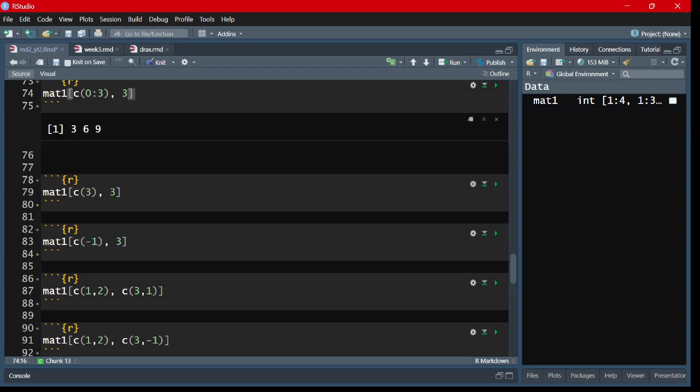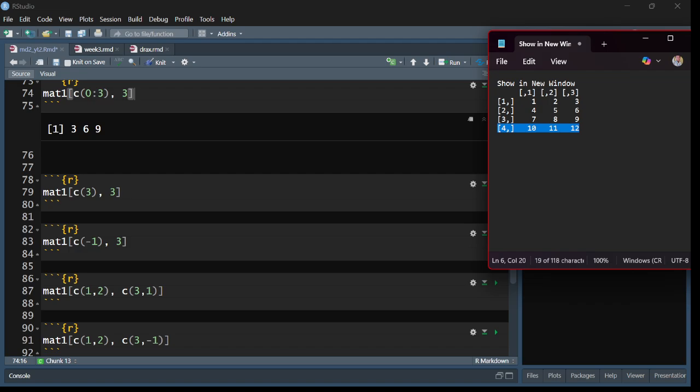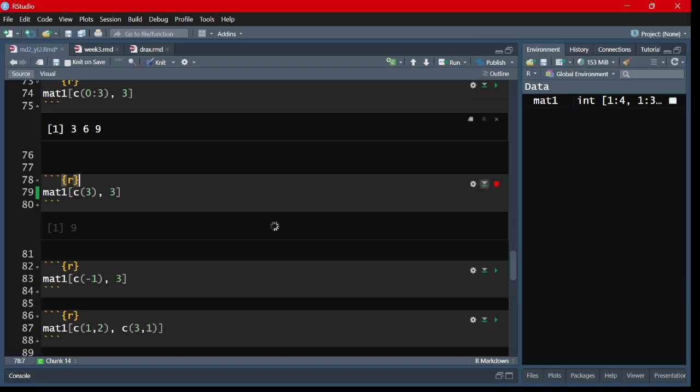And let's look at what will happen. I think this should be similar, but I'm guessing that it will select the third row and third column. So let's look at this. What will be the output in this case? Yes, again that's the same thing, because it is selecting the third row and third column.